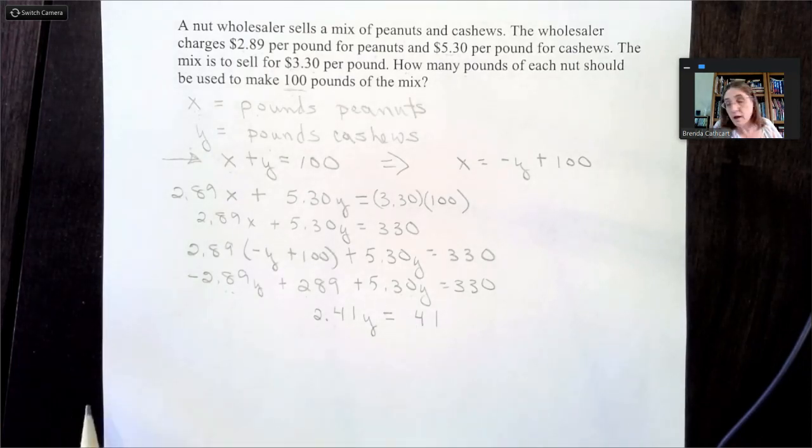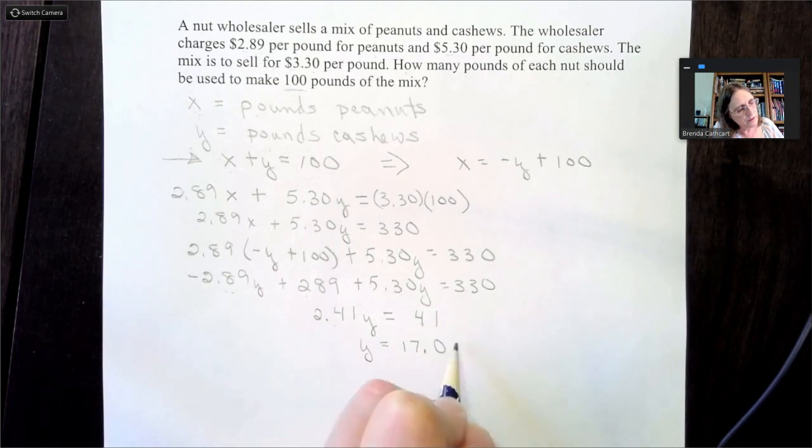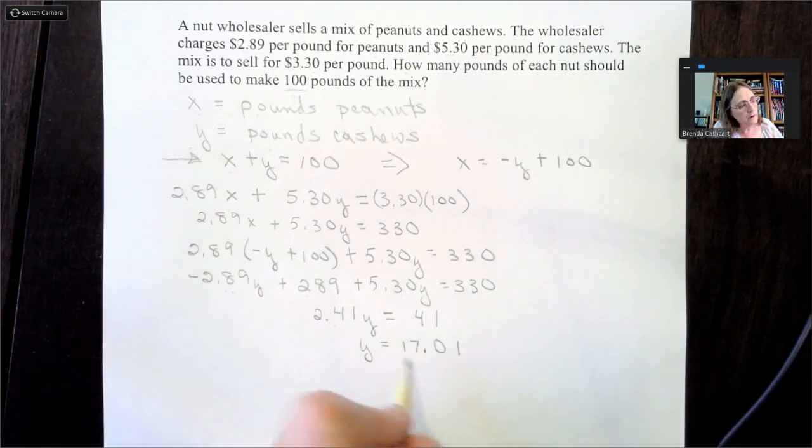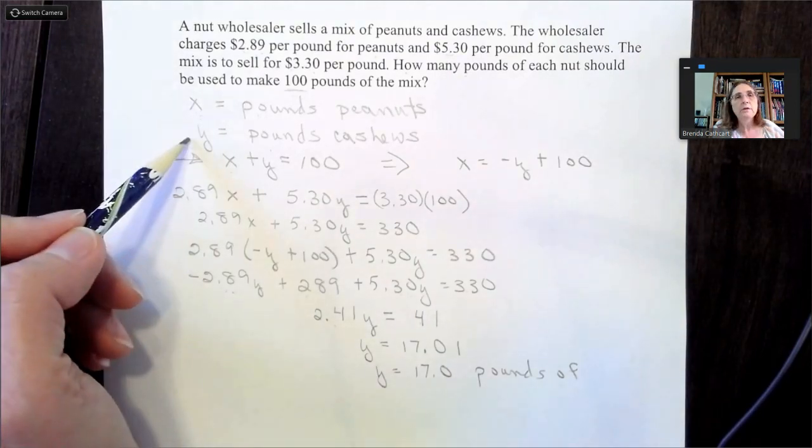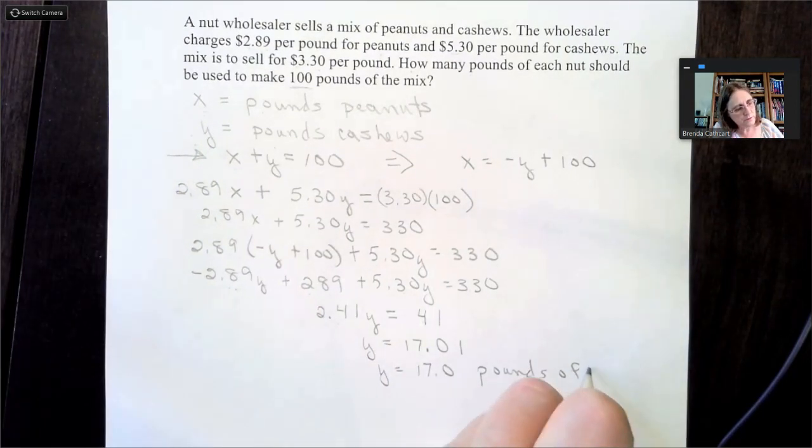Dividing both sides by 2.41, we get y is equal to 17.01, or to the nearest tenth, 17.0, and this is y, so pounds of cashews.